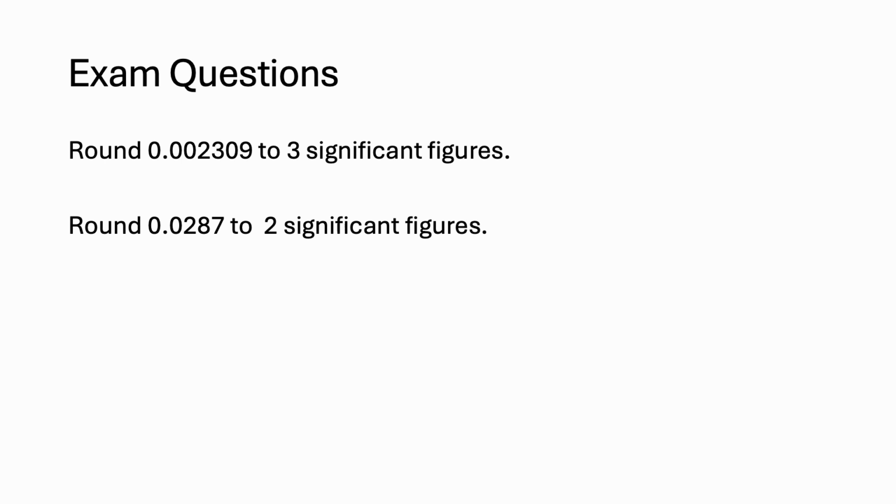Okay, now we've got some questions. So the first one is round 0.002309 to 3 significant figures. So again, 0.002309, the 2 is the first significant figure, the 3 is the second, and the 0 is the third.